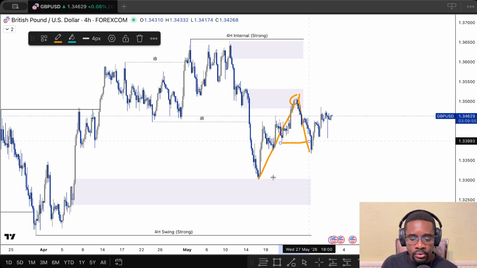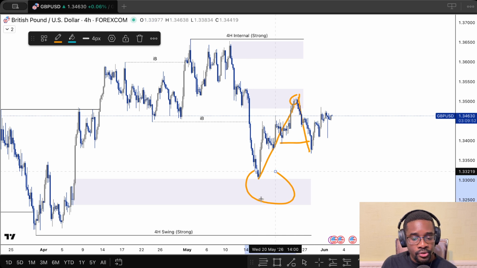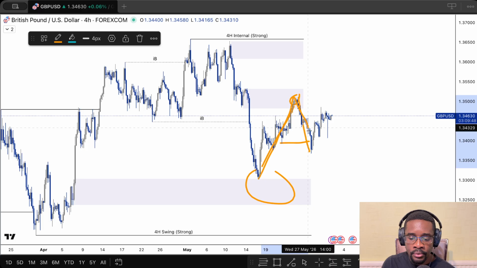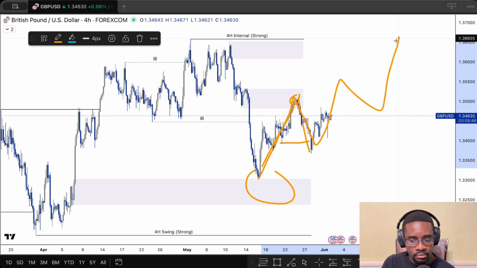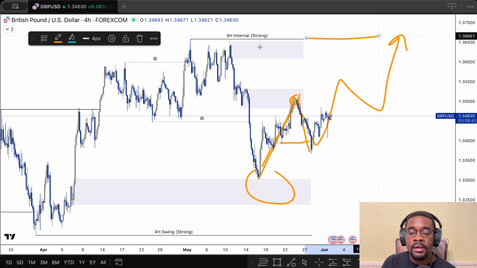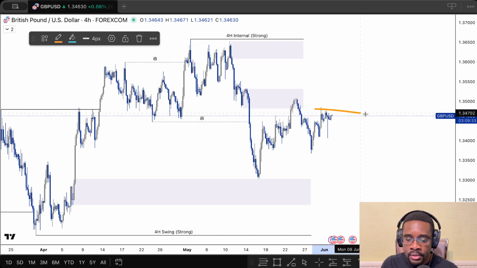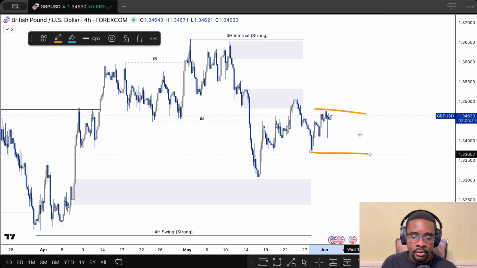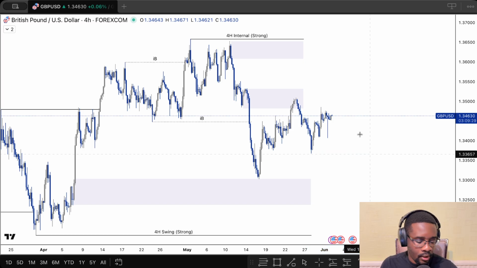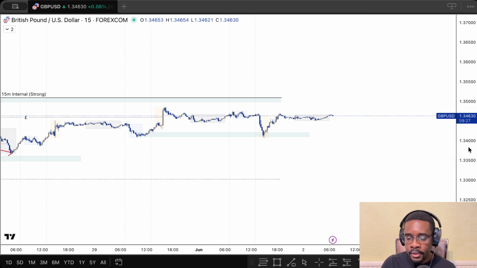Okay, so because swing is bullish, swing is stronger than internal, so pullback may be complete, and price is now ready to continue higher until it takes out this weak swing high, which is also a strong internal high. So that's what we're seeing right now. Price is in the middle of this range. Okay, so let's look at the 15-minute.